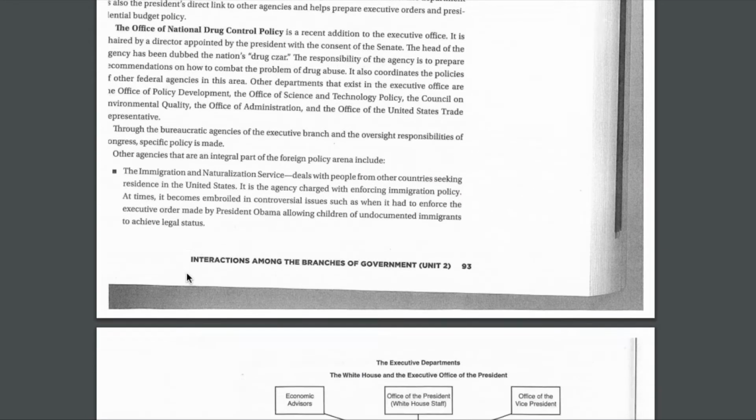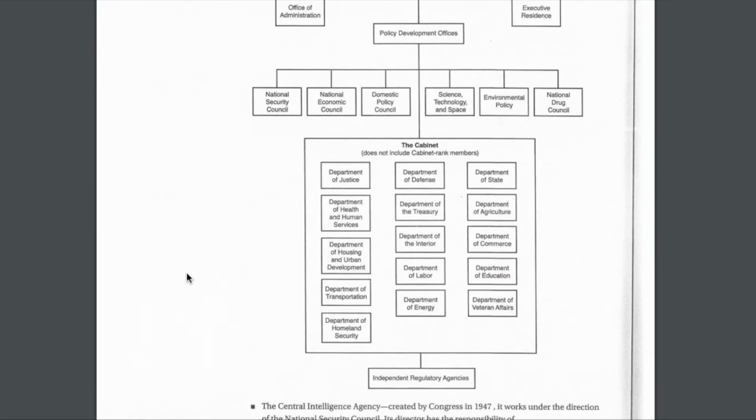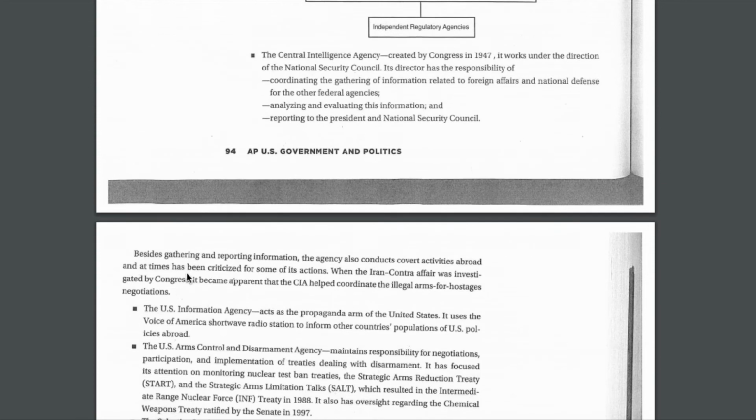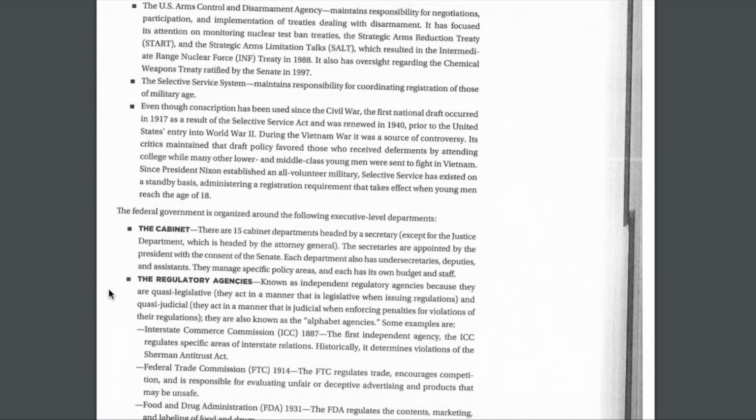So again, we're looking at the structure of all the different departments. Some are approved by the Senate, some are not. But looking at the idea that the cabinet has 15 different departments headed by a secretary. The secretaries are appointed by the president. Then they have undersecretaries and deputies and assistants, and they manage all the specific areas and have their own budget.